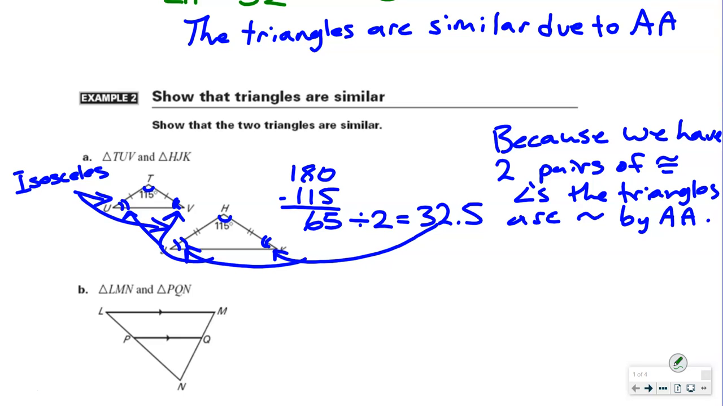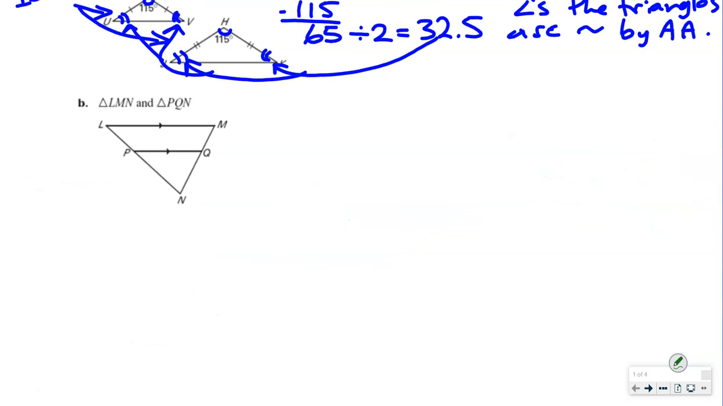So our similarity statement could be TUV is similar to HJK. And maybe just add in that little similar sign there. We know that they're similar now. And those letters do match up. They do correspond with those vertices.